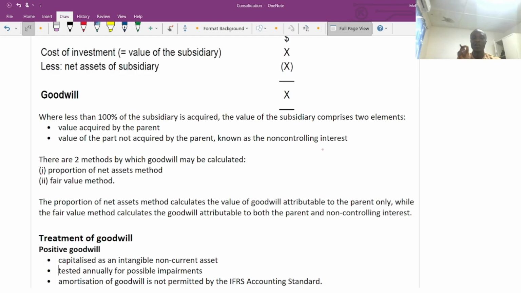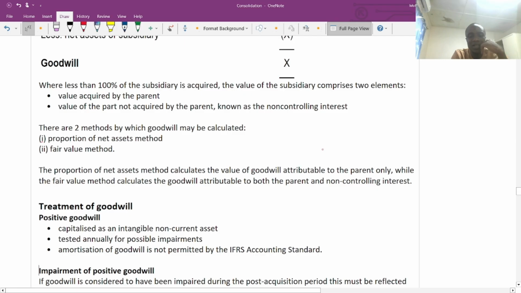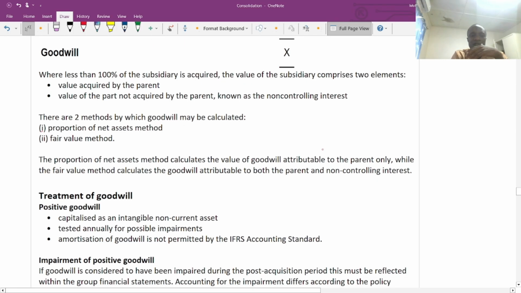So if we are going to use the fair value model for the impairment, we are going to share it between the NCI and the parent for the impairment. But also another area that we need to know that is very much important for the exam. Now, the proportionate of net asset method calculates the value of goodwill attributed to parents only. Very important point to note.